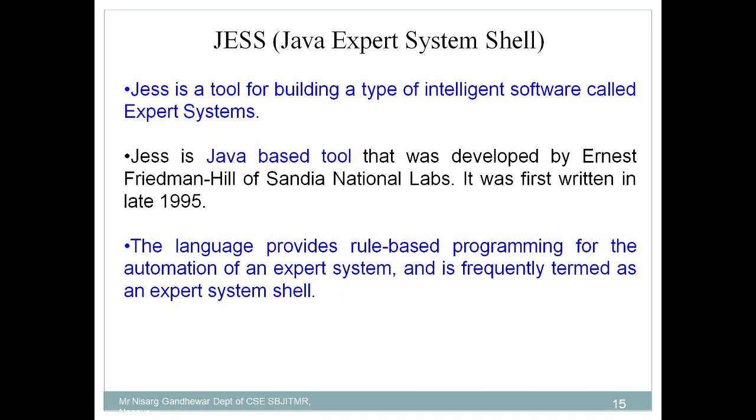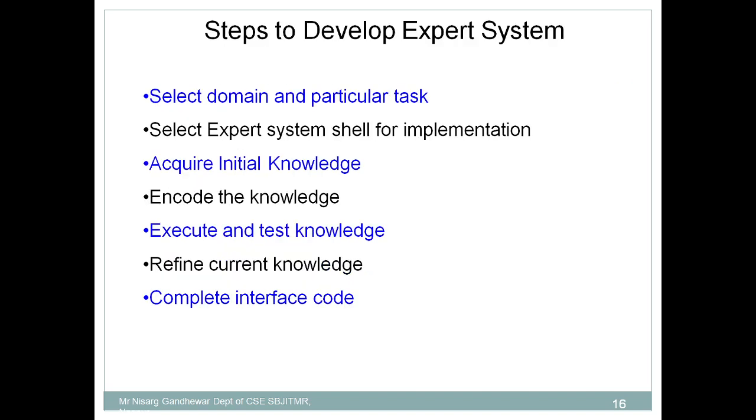So JESS is one of the expert system shells that you can use to develop an expert system. Now we discuss what are the steps that you need to follow in order to develop an expert system. So very first step, what is that? You have to select the domain and particular task. That means I need to select the domain. Let's say I decided the domain is medical domain.